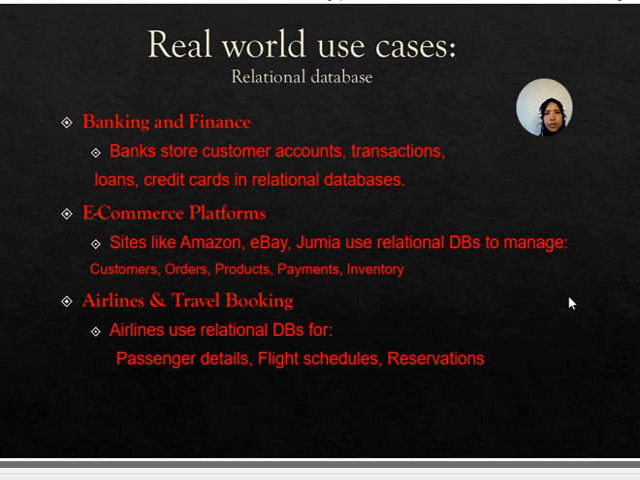E-commerce platforms such as Amazon, eBay, Jumia use relational database systems to manage customer details, payment information, orders. Similarly, airlines and travel and booking companies use relational databases to store booking information, passenger information, and so on.